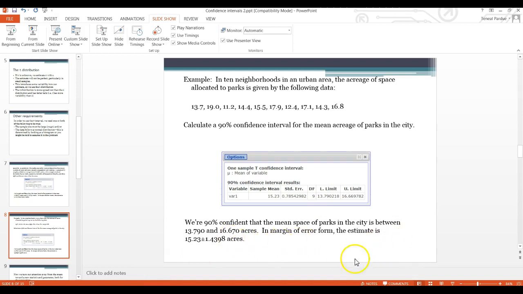All right, so by now you know how to do the interpretation. We're 90% confident that the mean space per neighborhood of parks in the city is between this lower limit and this upper limit. You're going to actually spell out what those values are. And then the margin of error format, that's going to be 15.23 plus or minus, and you just do the upper limit minus the sample mean.